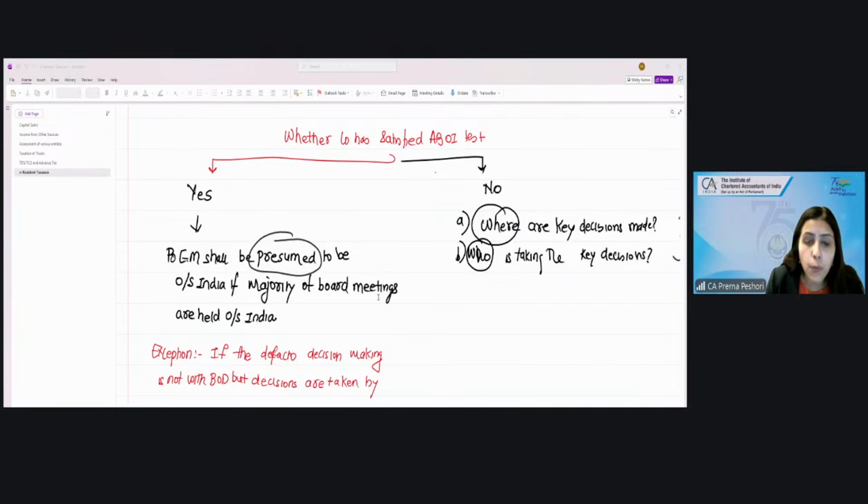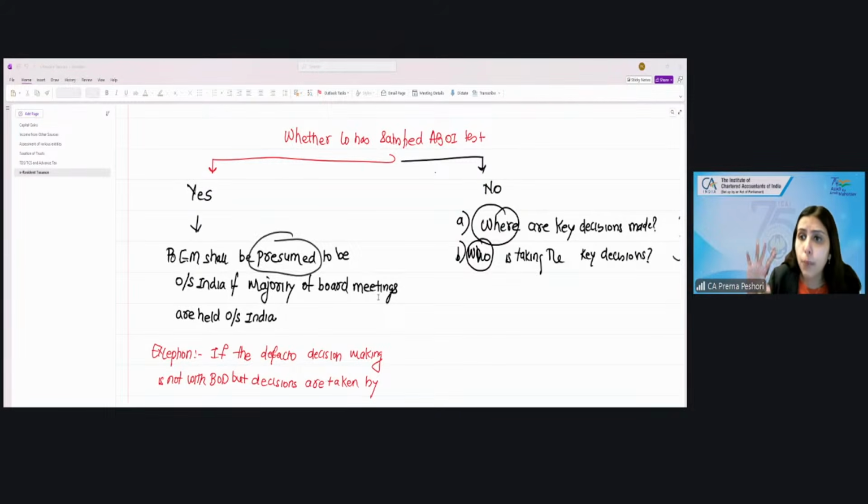Okay? Where the predominant activity is taking place. So if day-to-day activities of mine are taking place from here, major decisions are taking place from India, and in Singapore I'm just holding a board meeting just for the sake of holding it, it is not the place where the POEM is. The place for POEM will be in India.